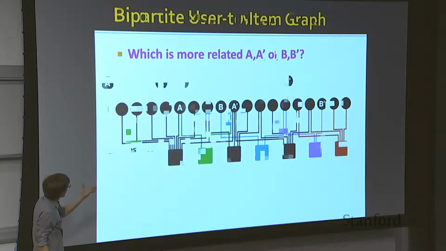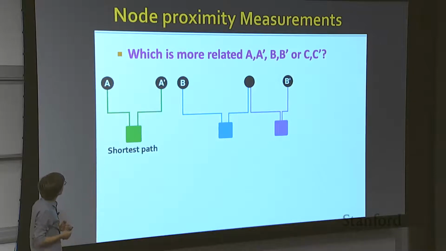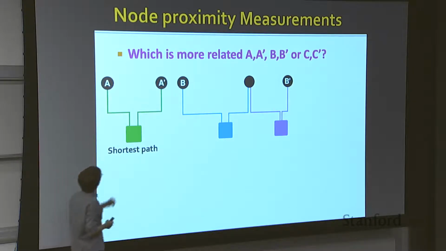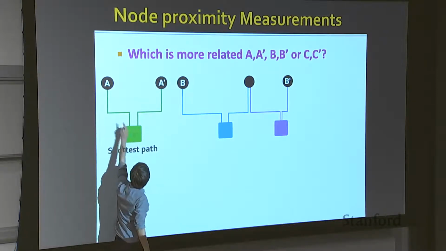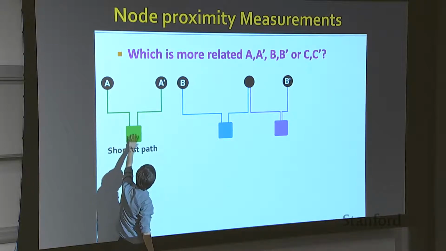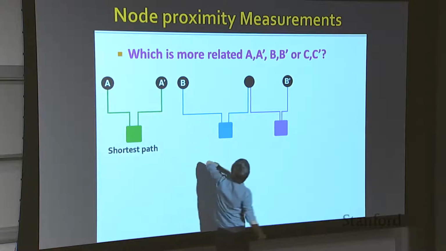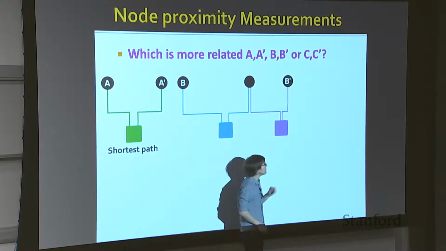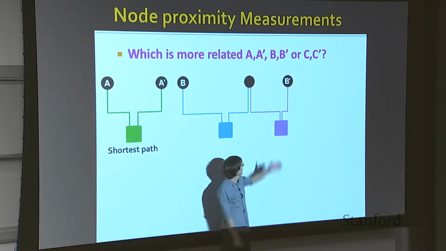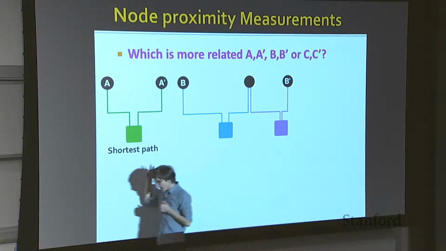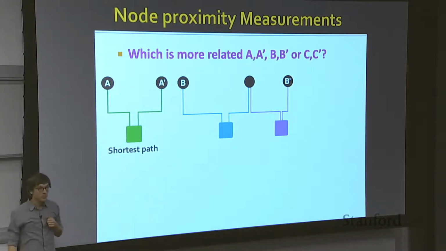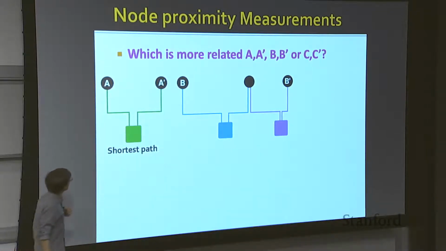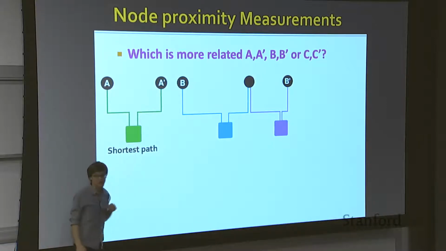And let me just take out the subgraphs of A prime and B prime. You would say, A and A prime are basically 2 hops away. There is 1 user in between, but B and B prime, there are 2 users in between. So A and A prime should be more related than B and B prime, right? So you could say, let's use shortest paths.